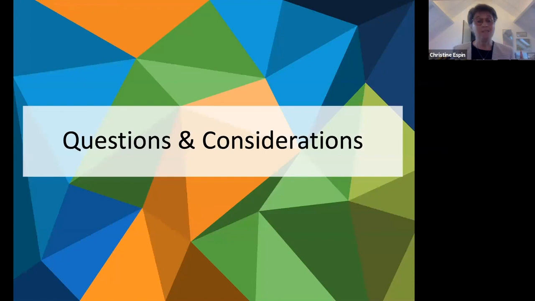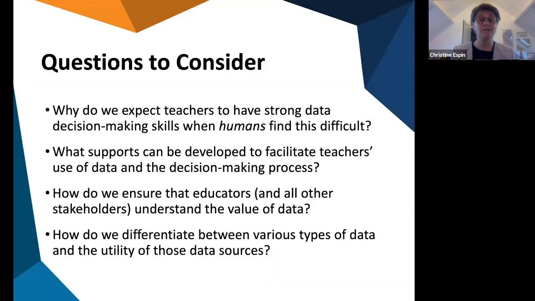Now, I just want to finish up with a few questions and considerations that you can maybe think about. Here are some questions to consider. Related to what I had said earlier, why do we expect teachers to have strong data decision-making skills when humans find it difficult? Another question: what supports can be developed to facilitate teachers' use of data and the decision-making process? How do we ensure that educators and all other stakeholders understand the value of data? And finally, how do we differentiate between various types of data and the utility of those data sources?